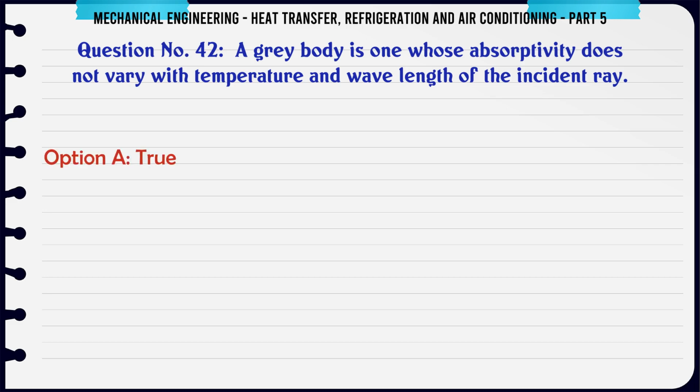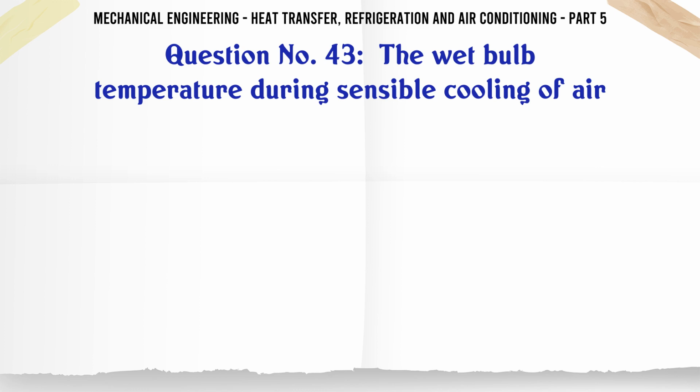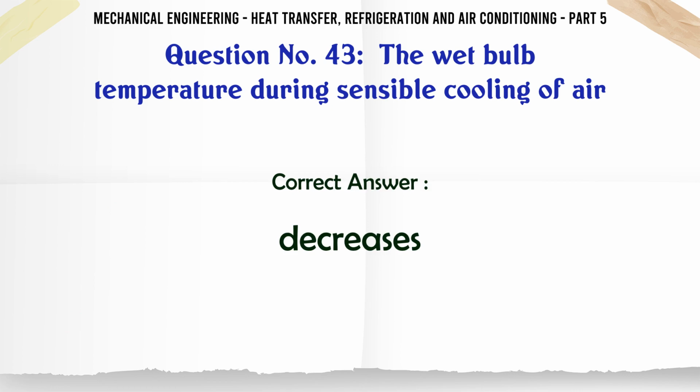A gray body is one whose absorptivity does not vary with temperature and wavelength of the incident ray. A. True, B. False. The correct answer is true. The wet bulb temperature during sensible cooling of air A. remains constant, B. increases, C. decreases, D. The correct answer is decreases.